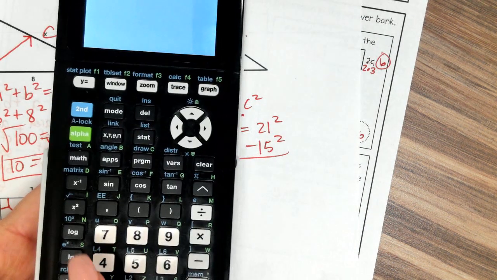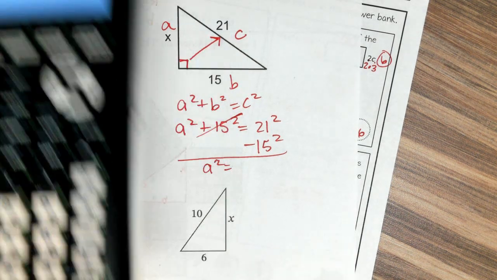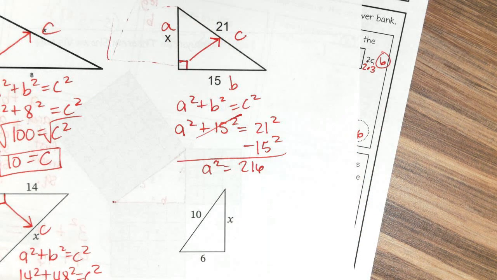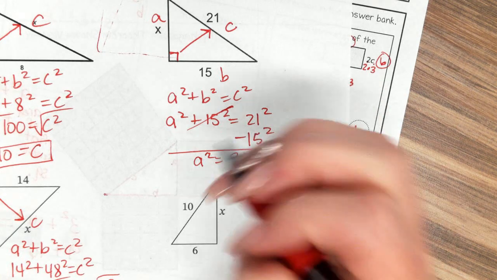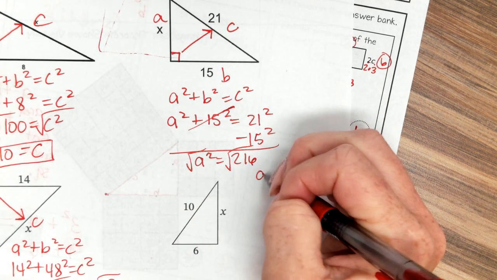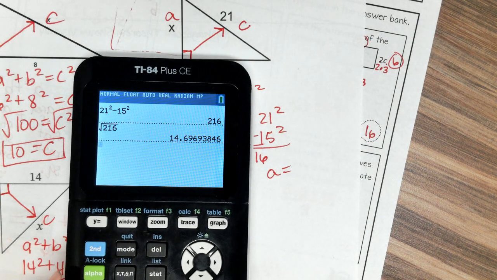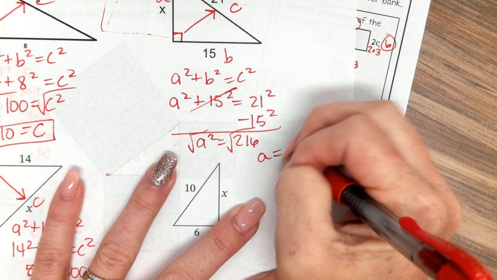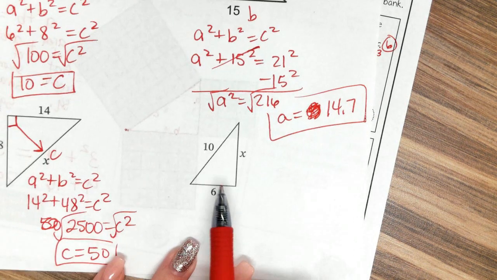And y'all know where the shortcut button is right here, right? For squared. Okay. So 21 squared minus 15 squared is 216. Is that my answer, or is that the area of the square that's attached over here? That's the area. So what do I do to it to get the side length? Square root it. So A is equal to the square root of 216, which is 14.7 if we round. Oops, 14.7. Okay, I want y'all to try this one on your own.